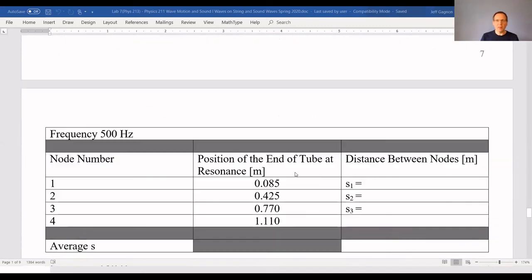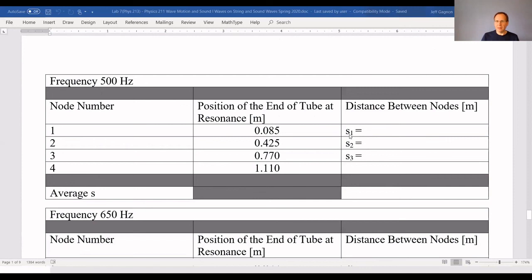So what does that mean if we go back to the table here? These S's are what I'm calling the node-to-node distance. How do I find the first, S1? Well, it would be the position of the second node minus the position of the first node, right? This difference between these two is S1. Then the second node-to-node distance would be the position of node 3 minus the position of node 2. This difference is S2, and then this difference would be S3. So that's all you're doing: finding the node-to-node distance by taking the difference between corresponding nodes.